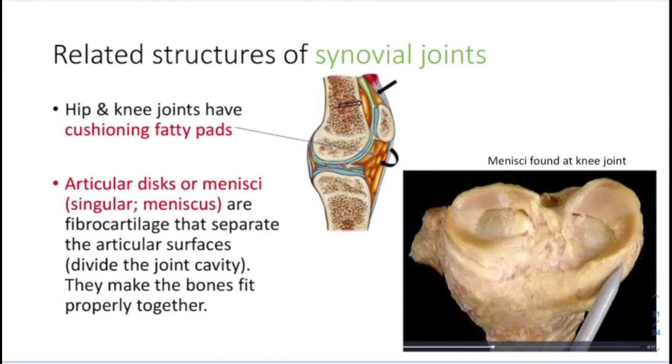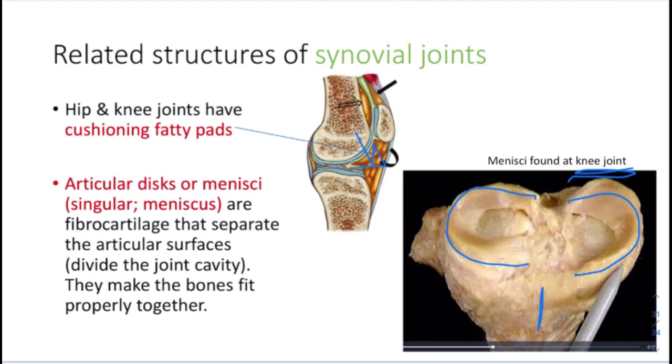Okay, so let's talk about some accessory or related structures of synovial joints. We have in the hip and the knee joints something called cushioning fatty pads. They basically act as a cushion at the joint, just from the name. And then we have something called articular discs or menisci. They are found at the knee joint. They're basically fibrocartilage. So these are the menisci, right here and right here.